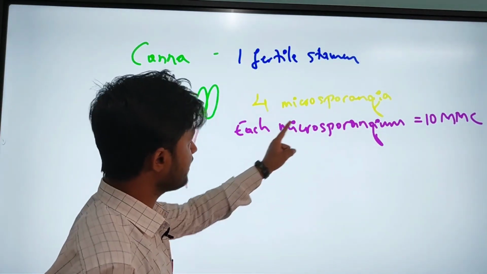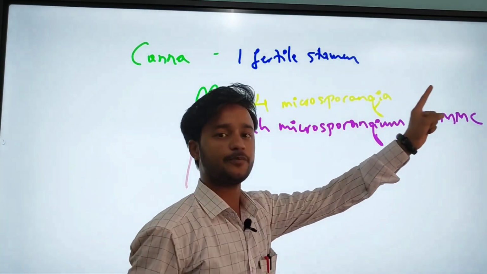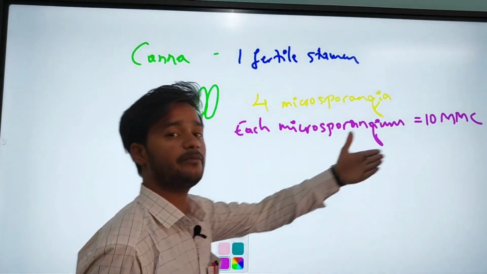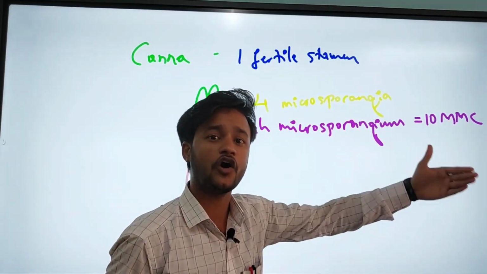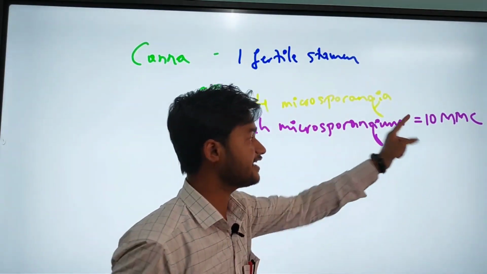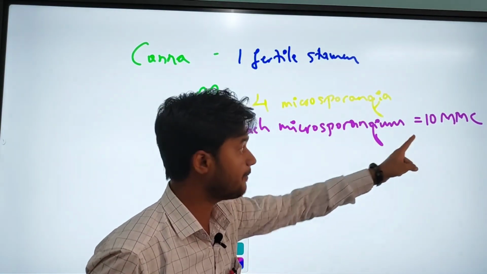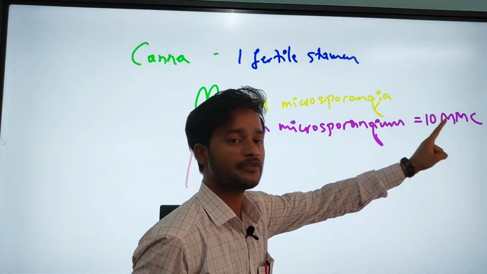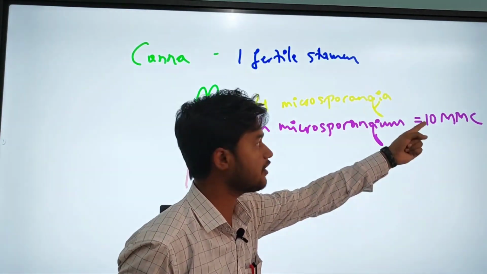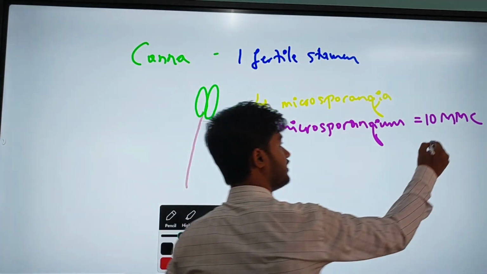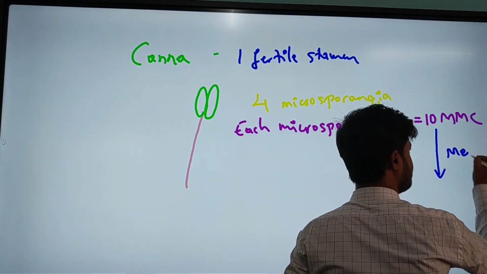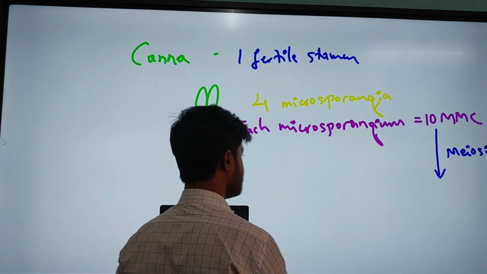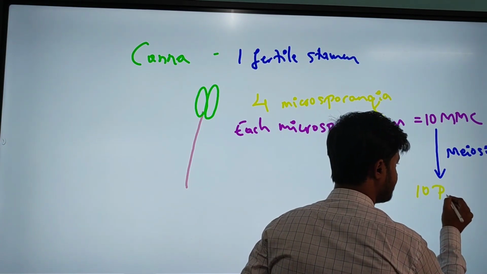Okay, so if one microsporangium has 10 microspore mother cells, those 10 microspore mother cells undergo meiotic cell division. How many pollen tetrads are produced? 10 pollen tetrads. One microspore mother cell produces 1 pollen tetrad, like that 10 microspore mother cells undergo meiosis, or reductional cell division, to produce 10 pollen tetrads.